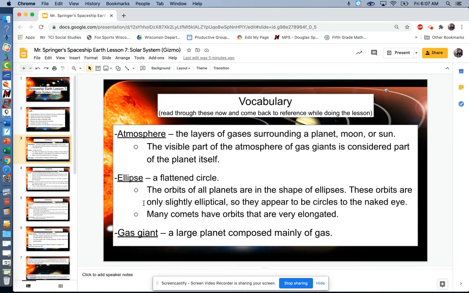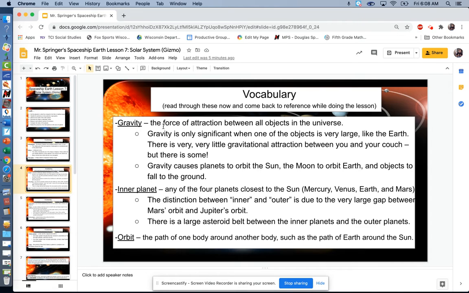Ellipse is a flattened circle. The orbits of all planets are in the shape of ellipses. These orbits are only slightly elliptical, so they appear to be circles to the naked eye. Many comets have orbits that are very elongated, okay? A perfect circle means there's a center point and every point around it is the exact same distance away. Elliptical means that some of the points are further than other points from the center point. Gas giant is a large planet composed mainly of gases. So the great big planets that are really mostly just gas.